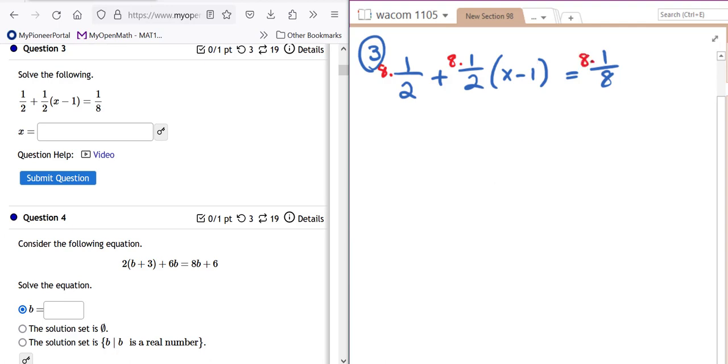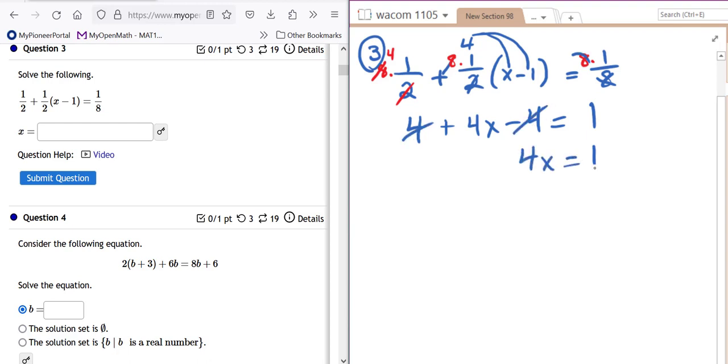All right, now we're going to clean up. And so you're going to divide 2 into 8 will go 4 times. 4 times 1 is 4. This one, 2, will go into 8 4 times. And it is a positive 4. That is going to distribute. So we have a 4x minus 4. Over here, the 8's cancel. So you get 1. And then your 4 and your negative 4 are going to wipe out. So you have 4x equals 1. Divide by 4, and you get x equals 1/4.